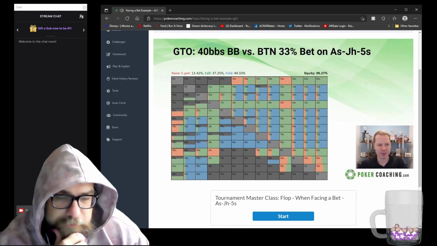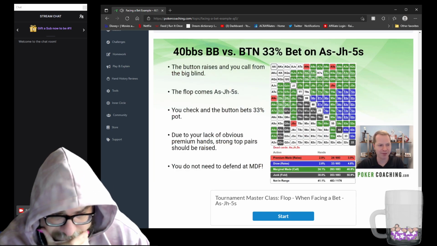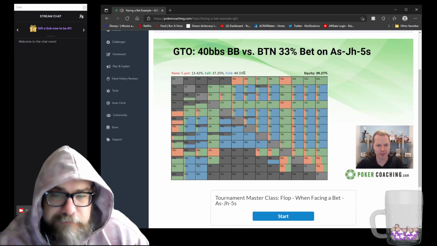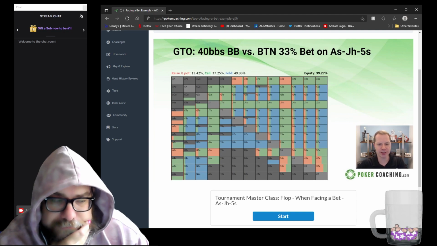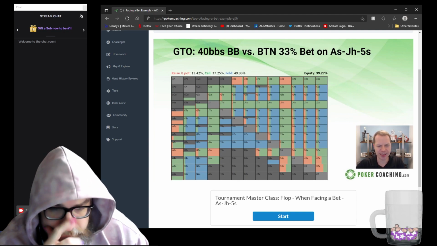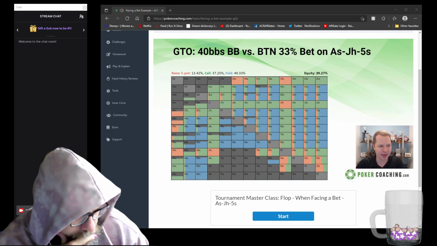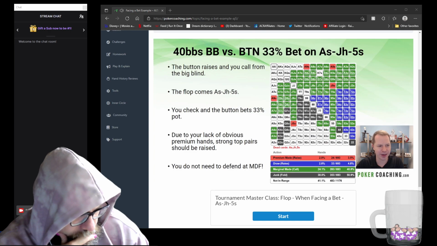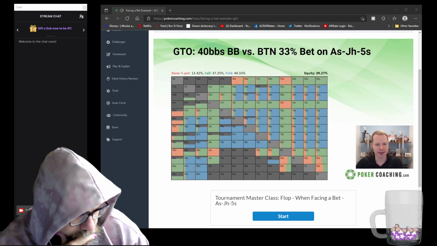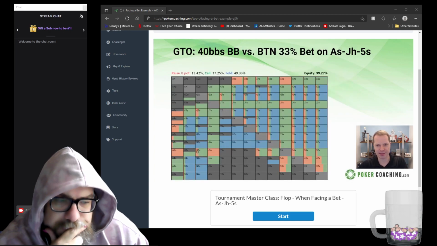Again, remember, you don't have to defend at minimum defense frequency. I was folding out half the time. Solver folds out, well, half the time, right? Good to see. Interestingly enough, solver does raise the top pairs as well. It raises ace 10 if it has it. I don't think I had ace 10. So if I had ace 10, I would definitely raise it too. Solver randomly picks stuff like bottom pairs to raise, which is neat.